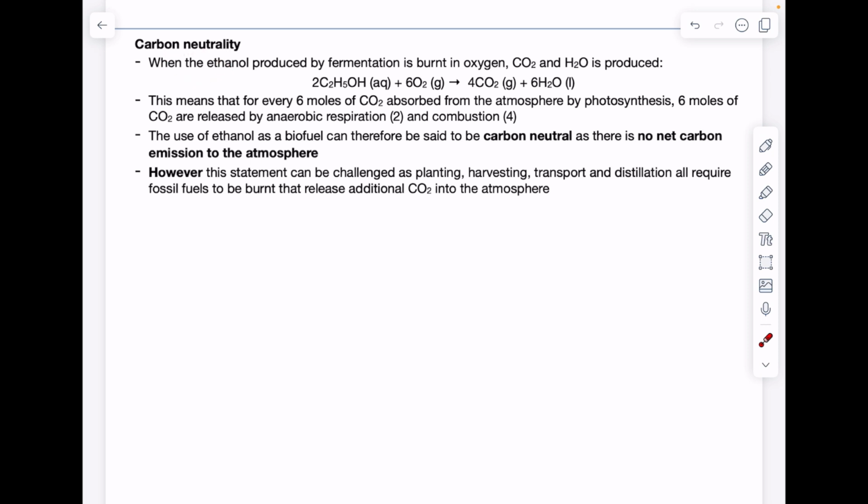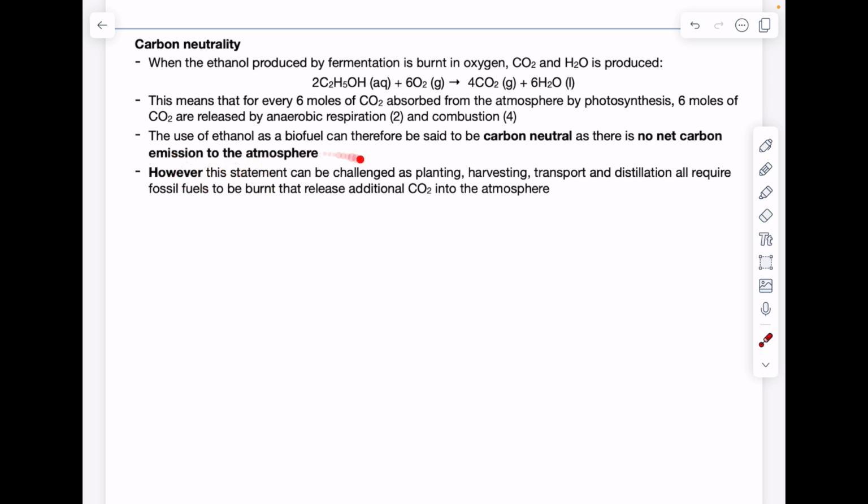Carbon neutrality. So when the ethanol produced by fermentation is burnt in oxygen, so complete combustion, as you'd expect, carbon dioxide and water is produced. This means that for every 6 moles of carbon dioxide absorbed from the atmosphere by photosynthesis, which remember was responsible for making the glucose, 6 moles of CO2 are released. That's due to 2 moles from anaerobic respiration and 4 from combustion. The use of ethanol as biofuel can therefore be said to be carbon neutral, as there's no net gain of carbon dioxide into the atmosphere.